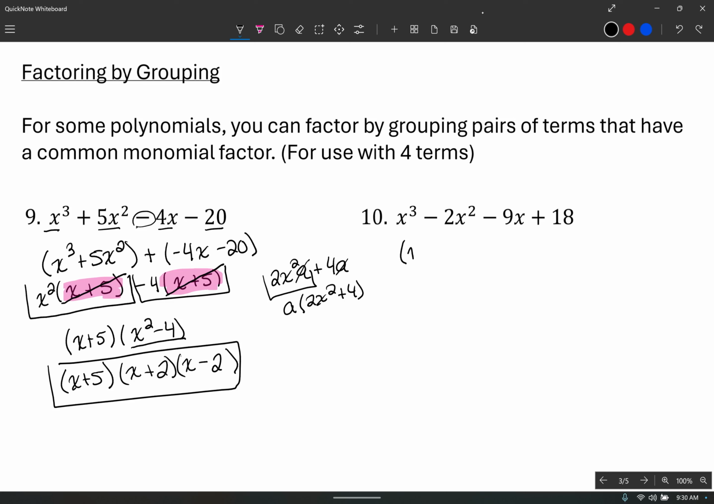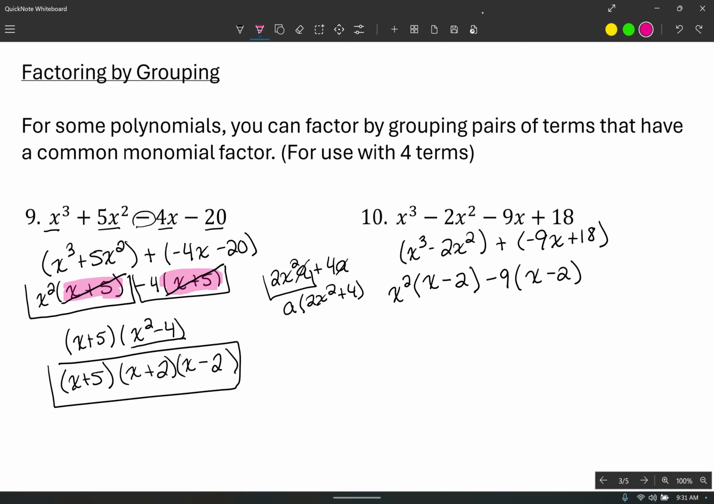So we're going to go ahead and group together the first two because they do have a common factor, and put a plus, and then group the back two. The common factor in my first grouping is x squared, so I factor that out. That leaves me with x minus 2. And then the back, I don't like that that first term is negative, so I'm going to factor out negative 9. If I divide that out, I get x minus 2.